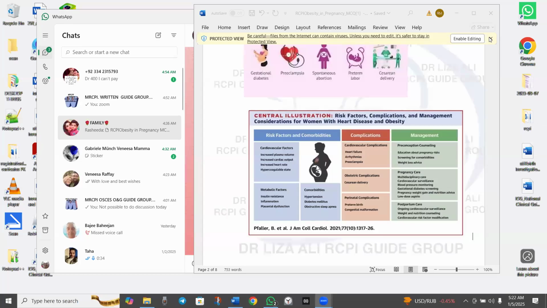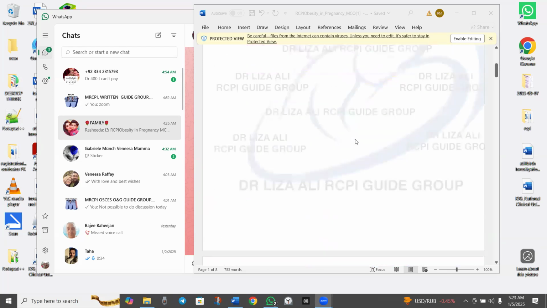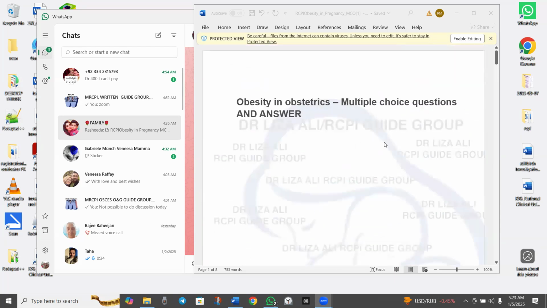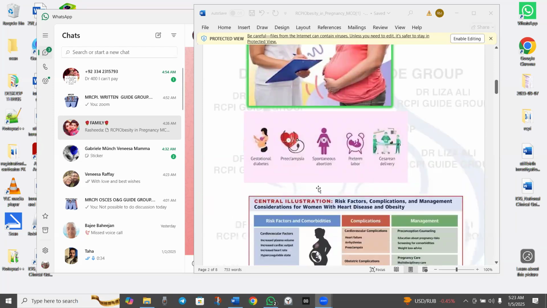So now we are going to do the multiple choice questions, or single best answer, on obesity in pregnancy. If you see from here, I tried to make the complications in a quick way. Quick way means gestational diabetes, preeclampsia, spontaneous abortion. Please remember, obese women mostly have spontaneous abortion. This is the increased risk. She can also have an increased risk of preterm labor and cesarean section. This is the quick way.